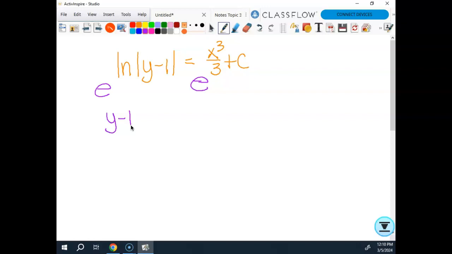Okay, thank you. So over here, even though what I have in orange is being added, they are exponents now, yes? So this becomes e to the x cubed over 3 times e to the c power.